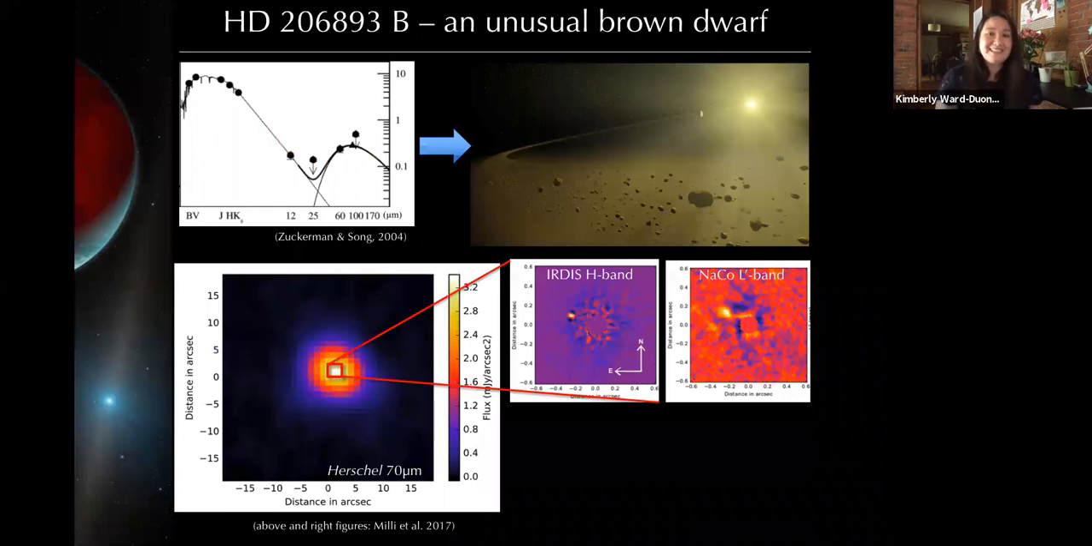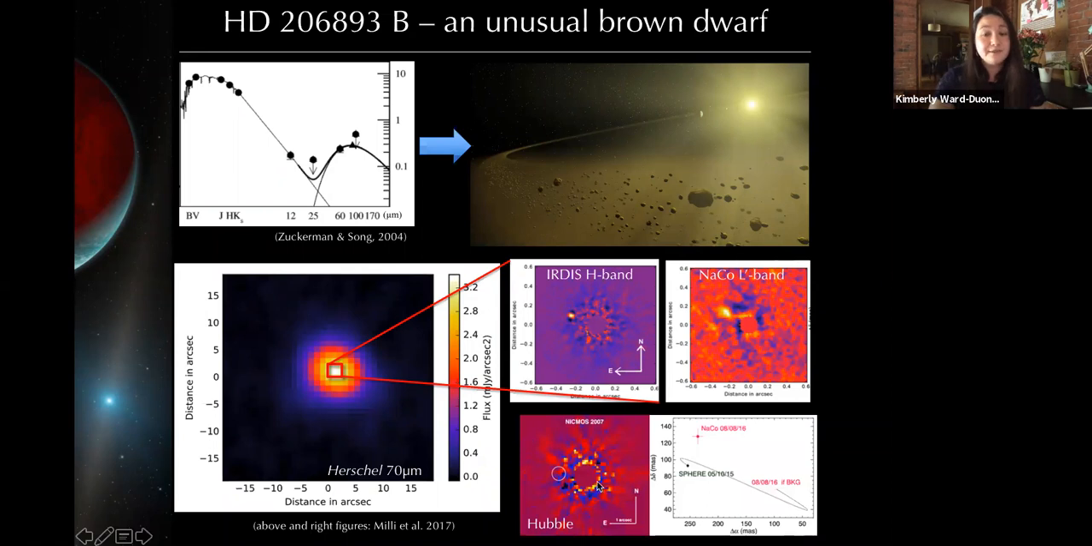So I'm just going to talk about one object in particular. This is HD 206893. It's a very unusual brown dwarf. It's actually only the second brown dwarf that's ever been found orbiting within the debris disk of its host star. So you can see that the Herschel 70 micron image shows a significant infrared excess. If you zoom way in to this image with the extreme adaptive optics facility on the VLT, you can actually see there's this very faint blob of light. It's only 0.25 arcseconds from the host star and was confirmed to be bound to the host star from its non-detection using Hubble.